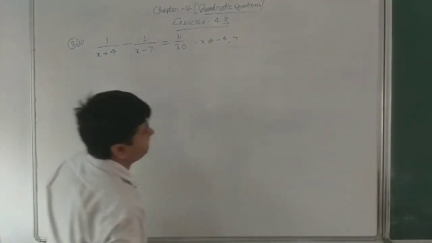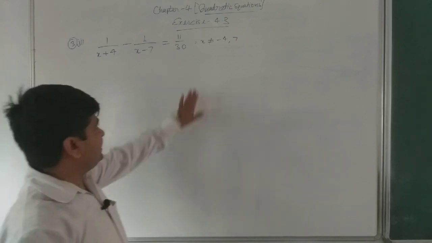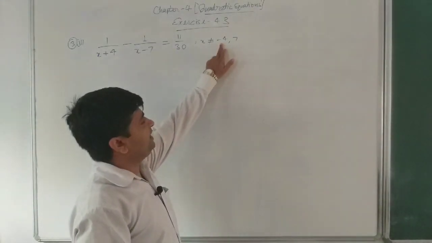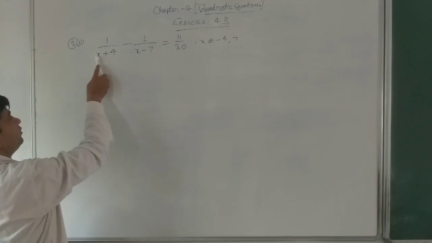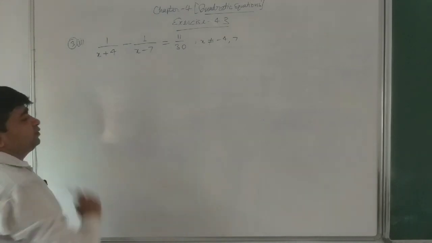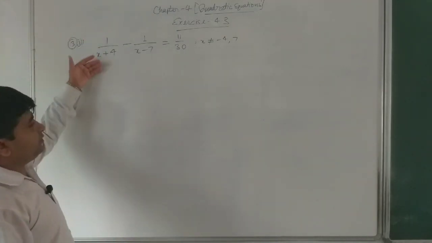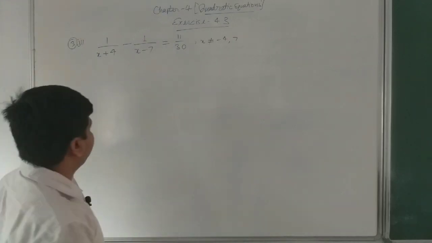तो इसका कोई आगे ज़्यादा use नहीं है, बस केवल ये देखना है कि x की value -4 नहीं हो सकती और 7 नहीं हो सकती. क्यों नहीं हो सकती? क्योंकि अगर x -4 हो गया तो -4 + 4 means 0, तो denominator में अगर 0 आ जाएगा, 1/0, its value not defined, infinity we can say.